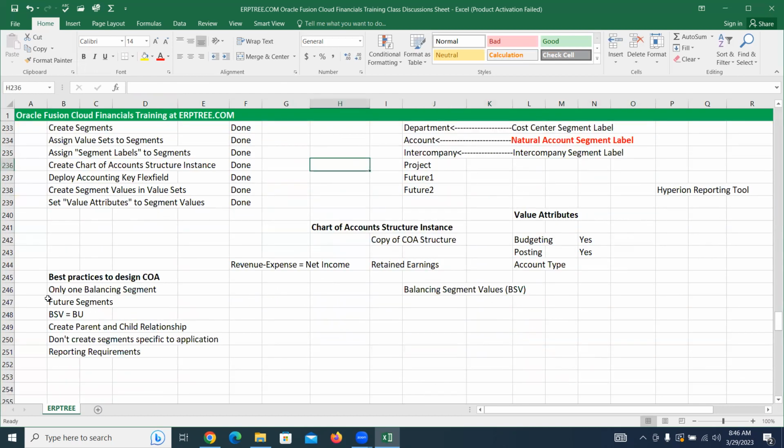We always recommend to go with only one balancing segment. Yeah, but in real life, many companies will have a secondary balancing segment too, right? No, very few cases. One, we suggest if they want to have a secondary.